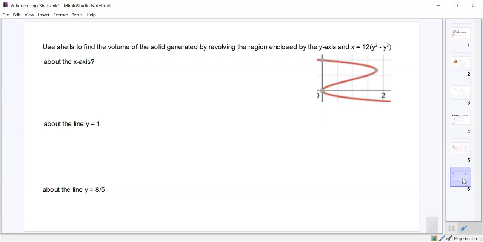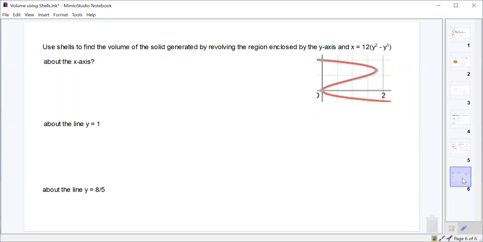Yeah, so this is the whole point behind why I really think it's important to learn shells, because there are some problems that you just can't use discs or washers for. The AP test won't have any of those. You'll be able to use discs or washers for any of the solids of revolution on the AP test. But when you take Calc 2 next year, that won't necessarily be the case. So it's good to know how to use shells.